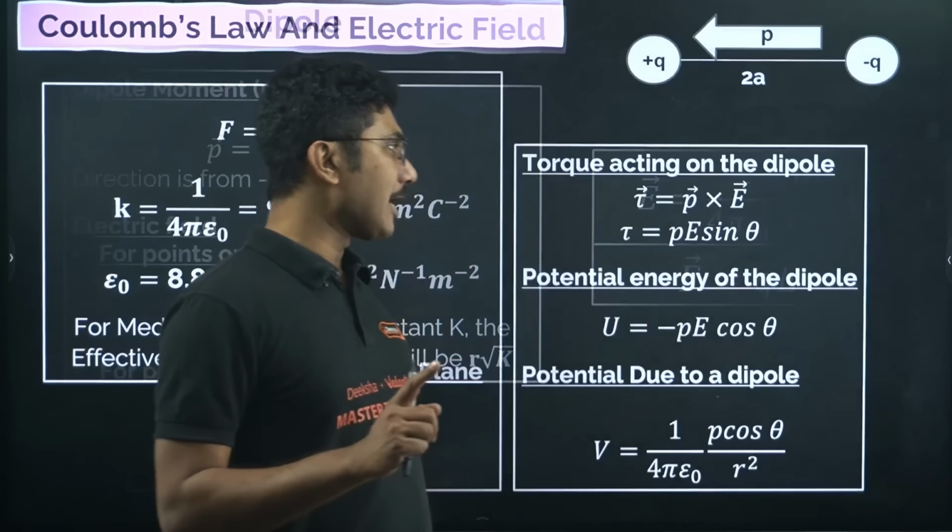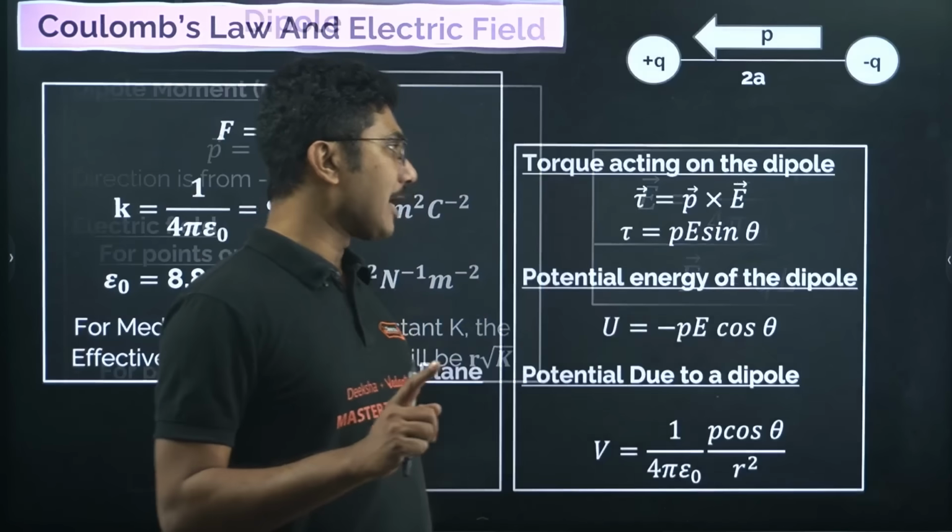So dipole moment, you can see the formula for dipole moment, the direction of dipole moment. Now electric field on the axis, on the equatorial plane, both cases it is given here. So you don't need to remember anything, just need to go through it and you can revise. Torque acting on a dipole is given by P cross E.